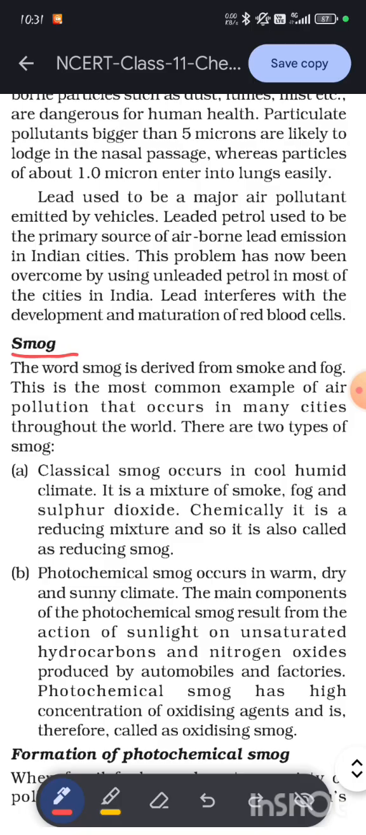B. Photochemical smog occurs in warm, dry, and sunny climate. The main components of the photochemical smog result from the action of sunlight on unsaturated hydrocarbons and nitrogen oxides produced by automobiles and factories. Photochemical smog has high concentration of oxidizing agents and is therefore called an oxidizing smog.